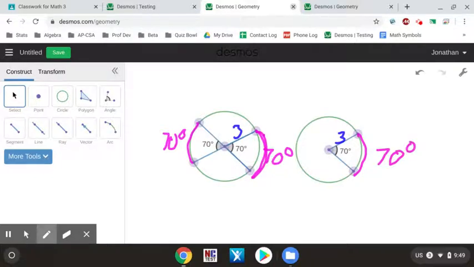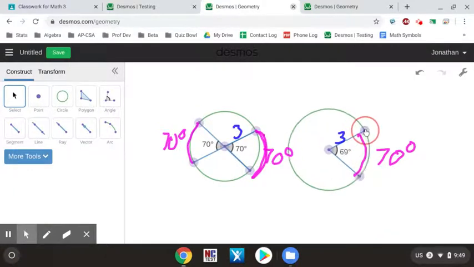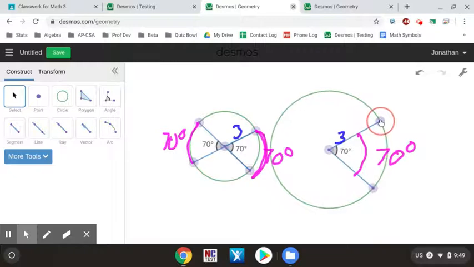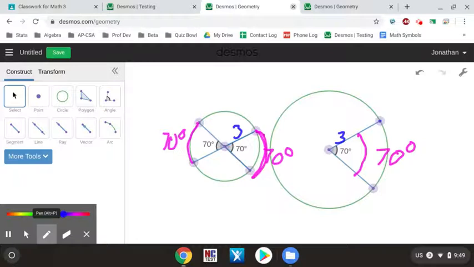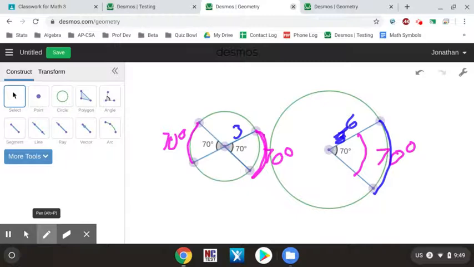Now, clearly, if your circles are no longer congruent, if I were to increase the radius of this second circle and make it bigger, this is still a 70-degree arc, but you can tell that this 70-degree arc is clearly not congruent to the purple 70-degree arc because this circle no longer has a radius of 3. It has a larger radius, looks more like a 6. So for the arcs to be congruent in different circles, the circles themselves have to be congruent, meaning they have the same radius.